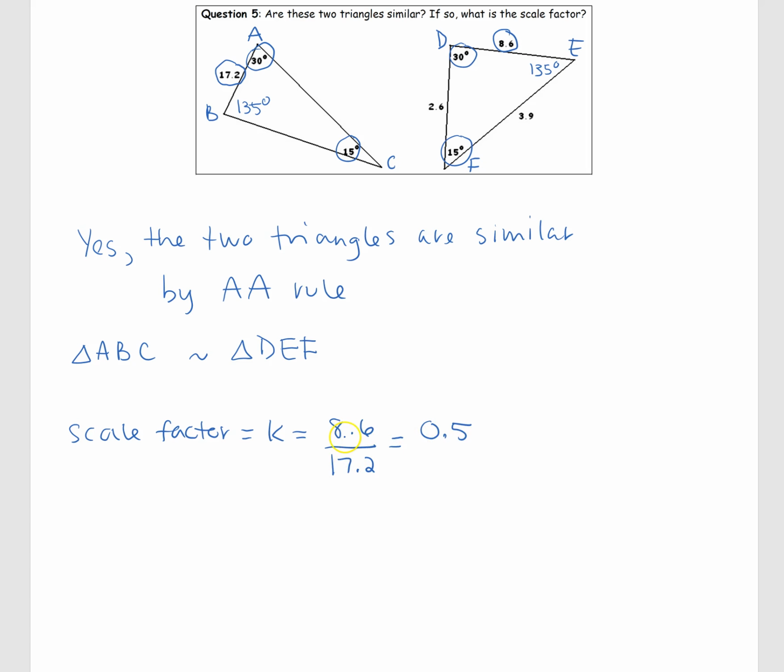If we had flipped these two values in the ratio, we would have gotten a 2 here, and we would just have to remember that in that case we're going from the triangle on the right to the triangle on the left. Both of those are fine answers for the scale factor. And so, by proving that these triangles are similar and finding our scale factor, we've answered question 5.